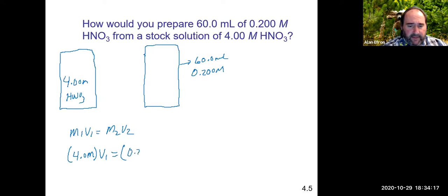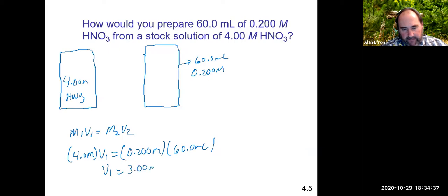So this is going to be 0.2 molar and our 60 milliliters. Again, here, we don't have to necessarily convert it to liters. You can if you want to. That's going to give us 0.2 times 60, and then we're going to divide it by 4, and that's going to give us a V1 of 3 milliliters.